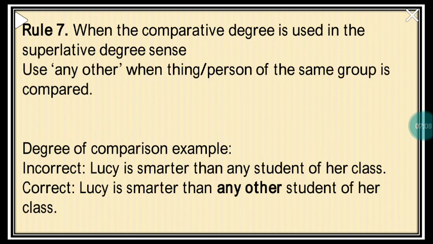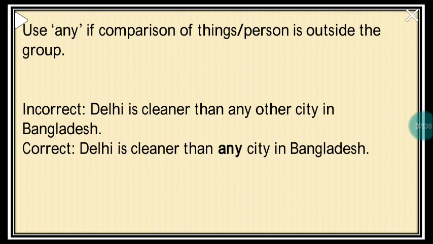Okay. The next rule. When the comparative degree is used in the superlative degree sense, what are we to do? Use any other when the thing or the person of the same group is compared. Now the example of that is Lucy is smarter than any student of her class. That is incorrect. So what should you say? Lucy is smarter than any other student of her class. So you have to use the word other.